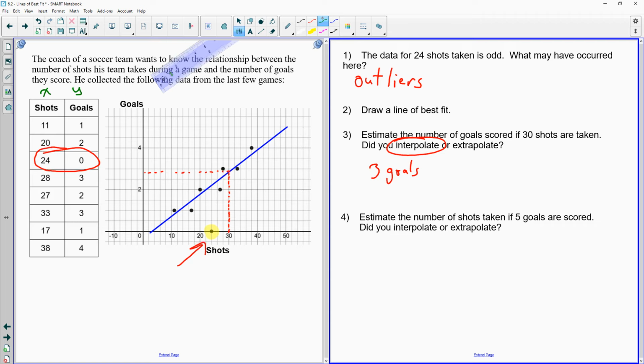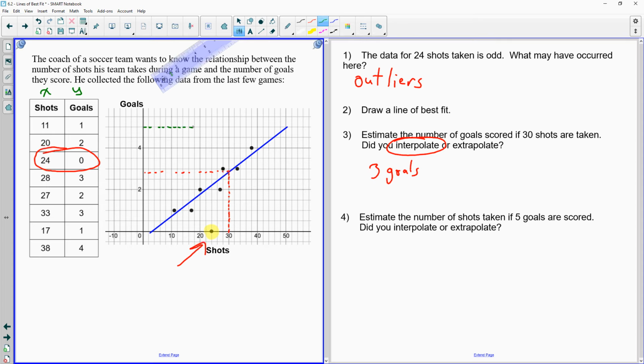For number 4, similar question now. However, I'm going to come at it from the other side. If I score 5 goals, how many shots do you think I took? So let's find 5 goals. So that would be about here. And I'm going to follow this line all the way over until I reach my line.